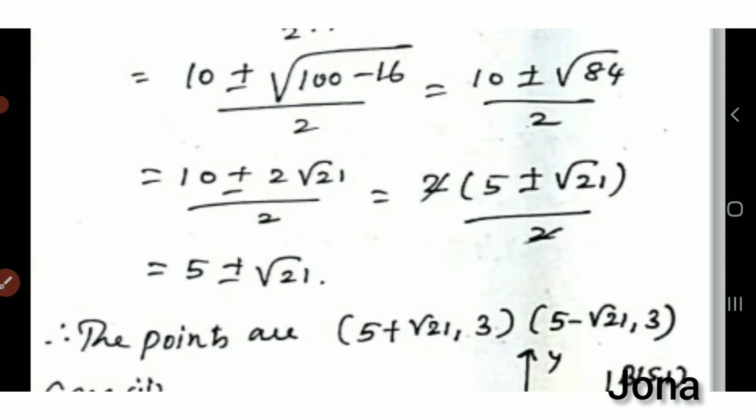And then we can split this 84 as 2 root 21 and then take 2 as common factor, that is 2 into (5 plus or minus root 21) divided by 2. We can cancel 2 and 2. Therefore, we have the value 5 plus or minus root 21. The points are (5 plus root 21, 3), and the other point is (5 minus root 21, 3).